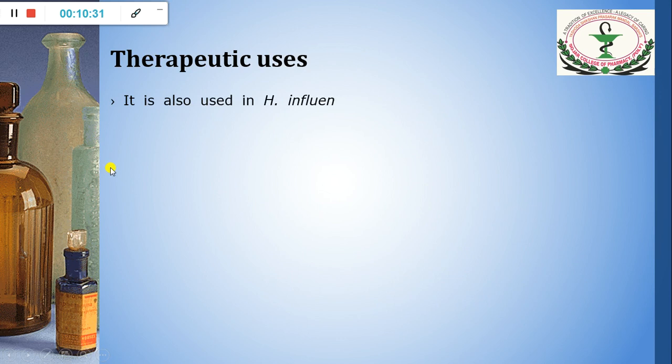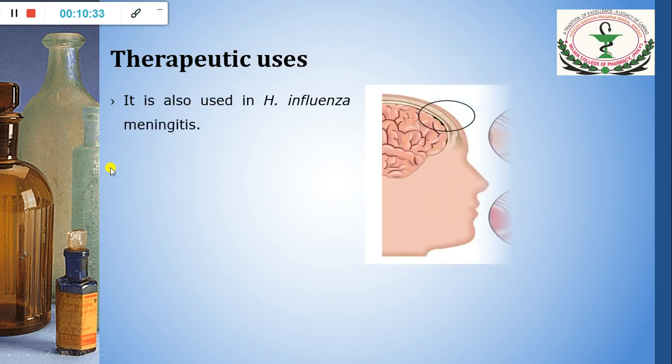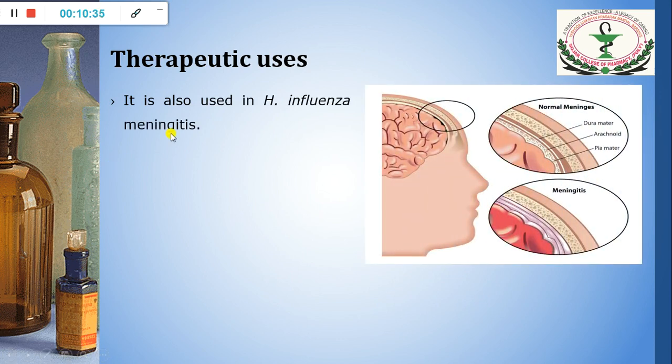It is also used to treat H. influenzae infection, which causes meningitis. You can see this is the normal structure of our meninges, and in meningitis there is an inflammation of our arachnoid matter or dura matter, and this inflammation is because of this bacteria, Haemophilus influenzae. So this can be treated by chloramphenicol.